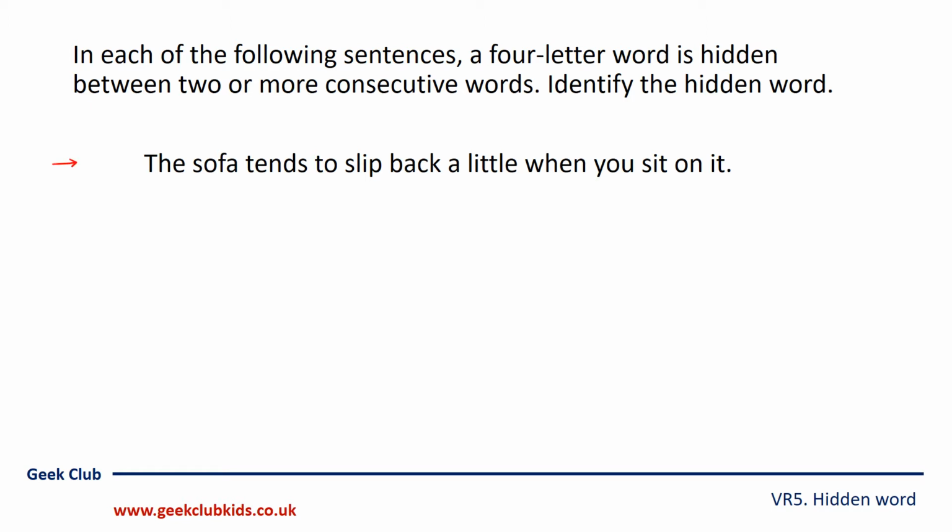Right, here's a sentence. The sofa tends to slip back a little when you sit on it. We need to find a four-letter word that's hidden in this sentence. And by hidden, it means that the four letters that make up the word cross two or more words that are next to each other in the sentence.